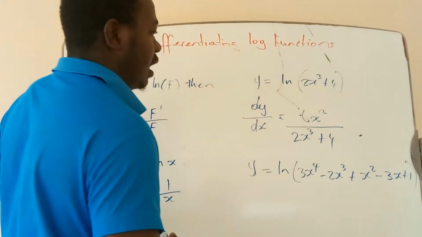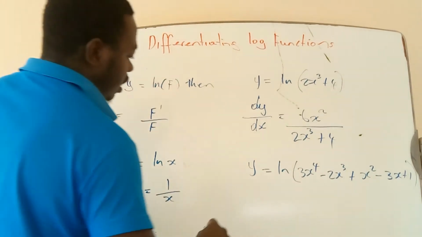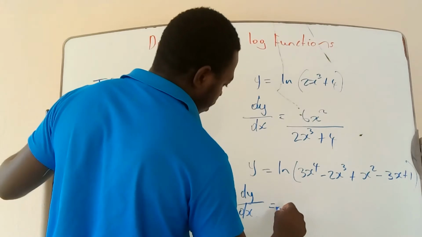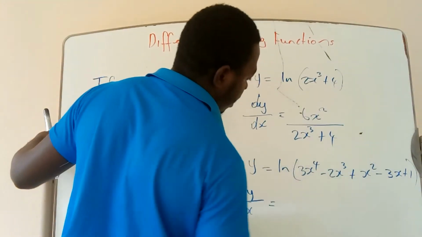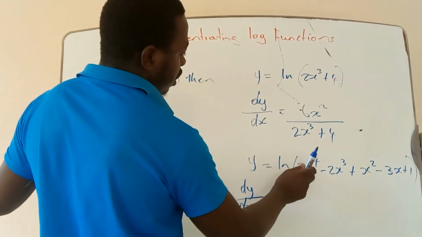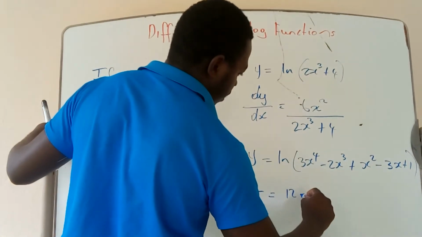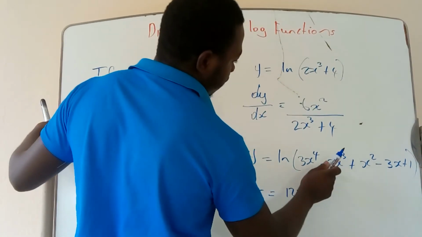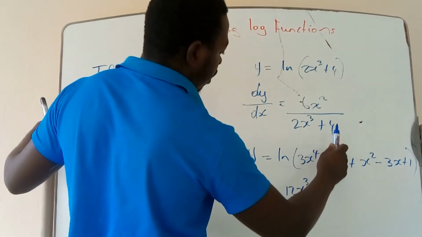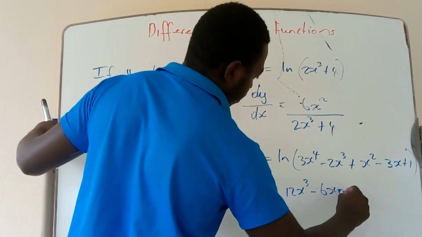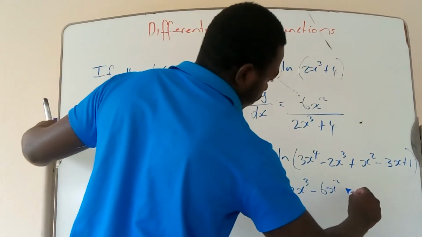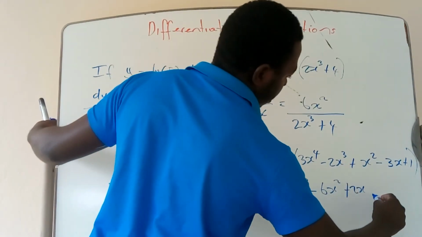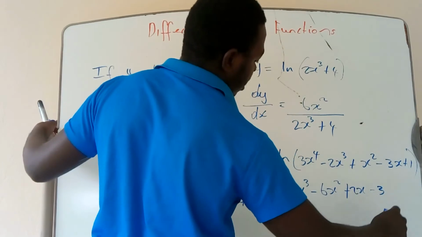All of that. You are asked to differentiate that. Then dy by dx is equal to, you are going to differentiate all of this in the bracket. So if you differentiate 3x to the 4th, that gives you 12x to the 3rd power, minus, if you differentiate 2x to the 3rd power, that gives you 6x squared, plus, if you differentiate x squared, that gives you 2x. Differentiate minus 3x, that gives you minus 3. Differentiate a constant, that gives you 0.